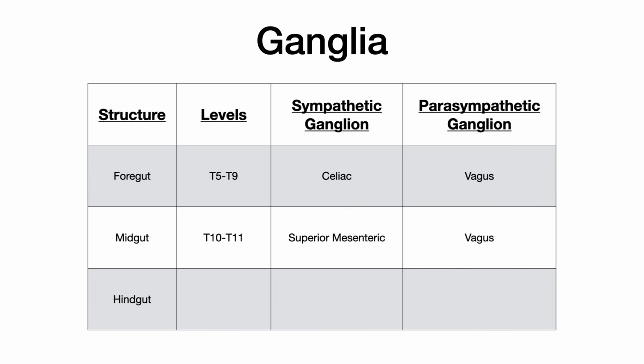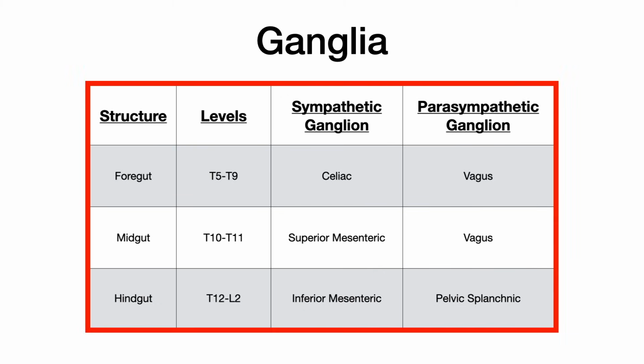Let's talk about the hindgut. The hindgut runs from T12 to L2. The sympathetic ganglion responsible for sympathetic innervation to the viscera in the hindgut comes from the inferior mesenteric nerve. And the parasympathetic ganglion comes from the pelvic splanchnic nerve. So a little tricky because the vagus nerve is the parasympathetic for both foregut and midgut, and the difference is that the hindgut gets pelvic splanchnic. This chart is very high yield, not quite as high yield as our last discussion on the different autonomic levels, but nonetheless, this is very important in and of itself.